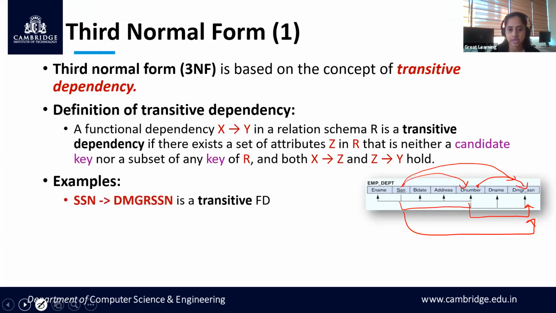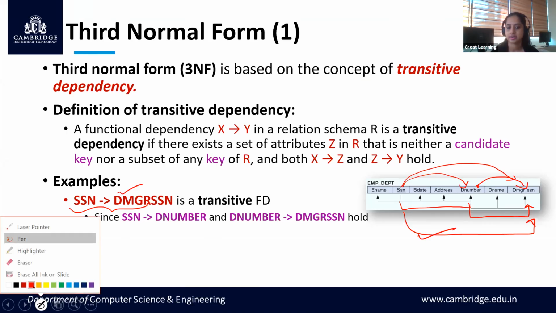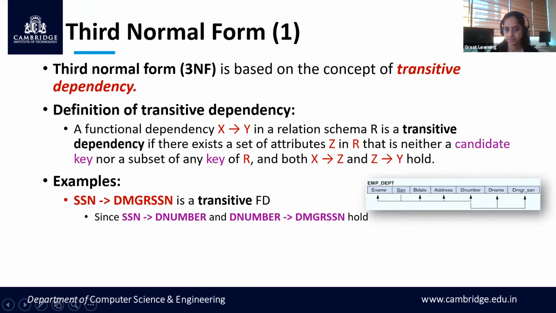SSN determines DMGR SSN is a transitive dependency. SSN directly determines it given this FD. Why? Because SSN determines D number and D number functionally determines DMGR SSN. So that's why SSN functionally determines DMGR SSN. Is it clear, transitive dependency?